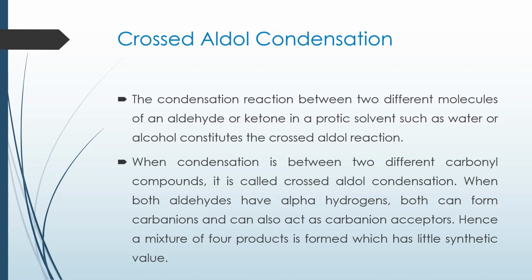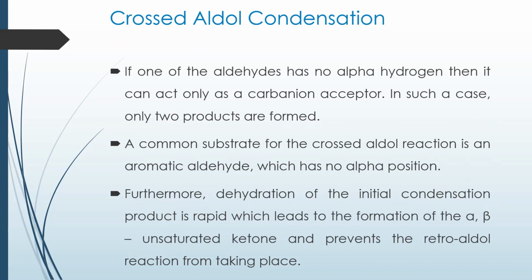When both the aldehydes have alpha hydrogen, both can form carbanions and can also act as carbanion acceptor. Hence, a mixture of four products is formed, which has little synthetic value. If one of the aldehydes has no alpha hydrogen, then it can act only as a carbanion acceptor. In such cases, only two products are formed. A common substrate for the crossed aldol reaction is an aromatic aldehyde, which has no alpha position. Furthermore, the dehydration of the initial condensation product is rapid, which leads to the formation of the alpha beta unsaturated ketone and prevents the retro aldol reaction from taking place.